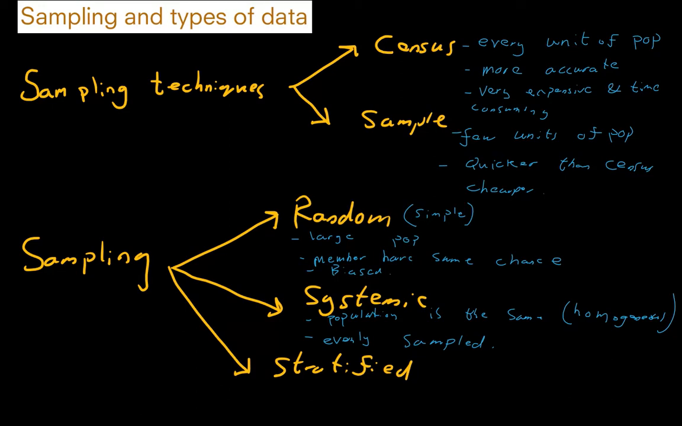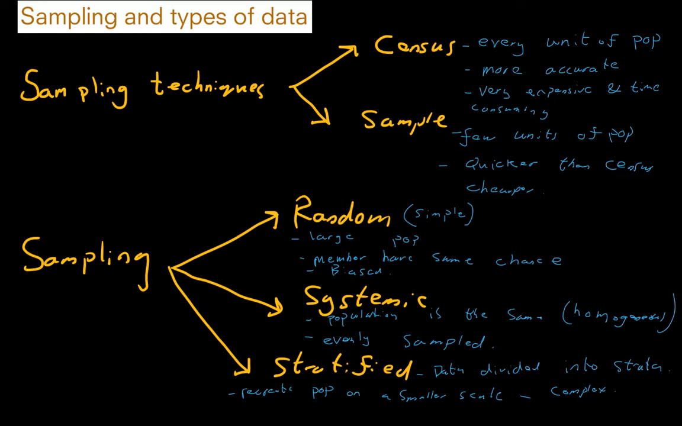Stratified is where the data is divided into strata. Okay, we recreate the population on a smaller scale. It's quite complex. So let's go through this again.